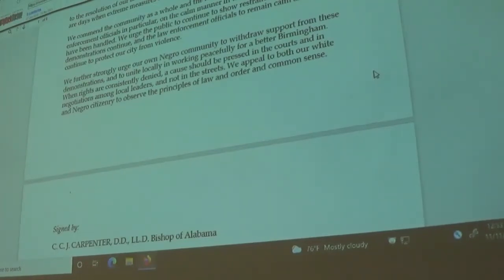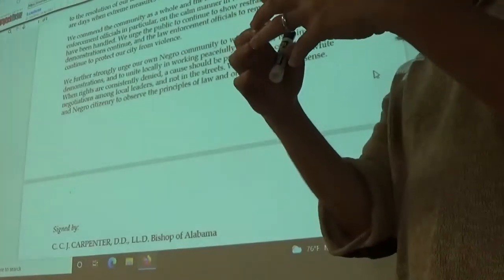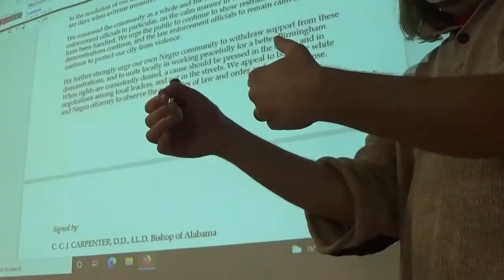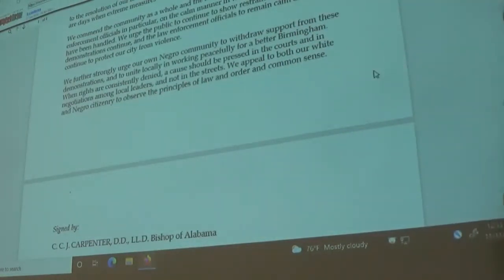The leaders, right? Exactly. Community leaders should be making these decisions, not a bunch of people in the streets, right? The people out in the streets should remain quiet and patient and wait for the leaders to resolve things, right? Yeah, go ahead.